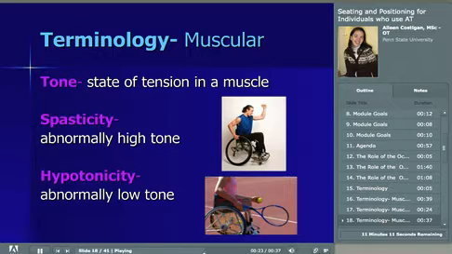Hypotonicity refers to a state of abnormally low muscle tone, which may also impact an individual's ability to access assistive technology. Individuals with cerebral palsy, autism, and Down syndrome may be likely to exhibit hypotonicity.